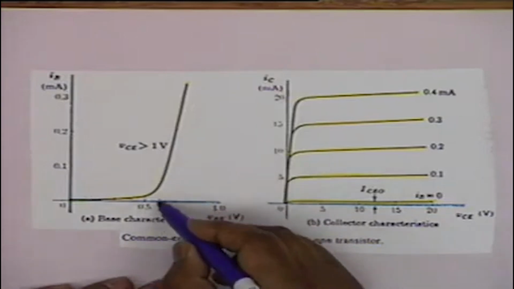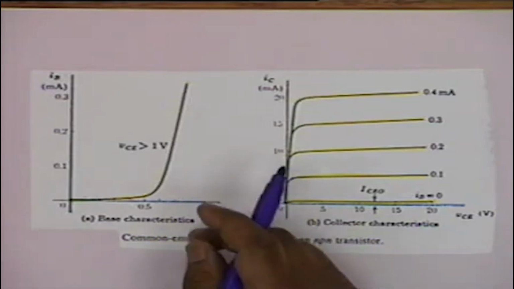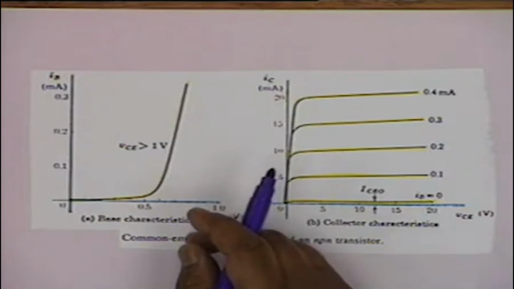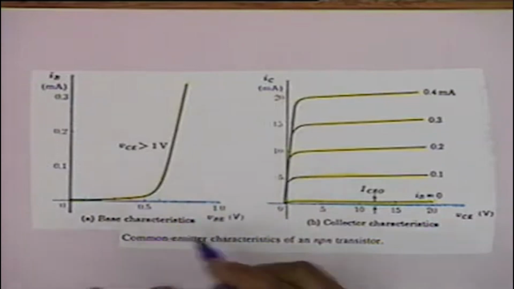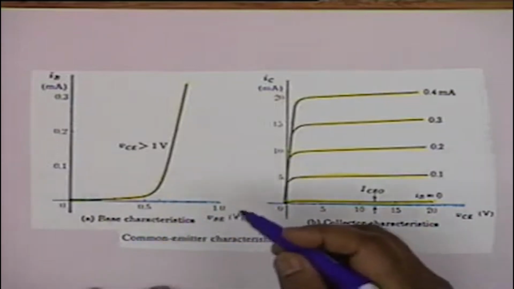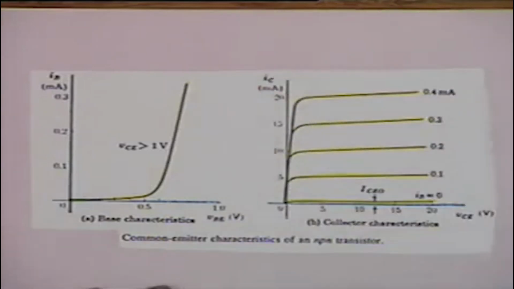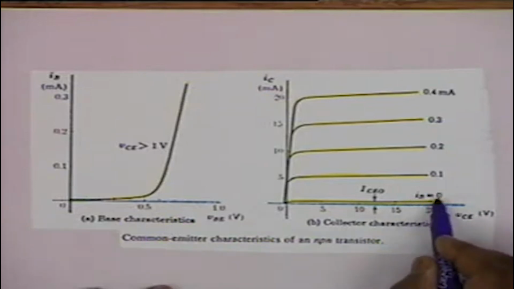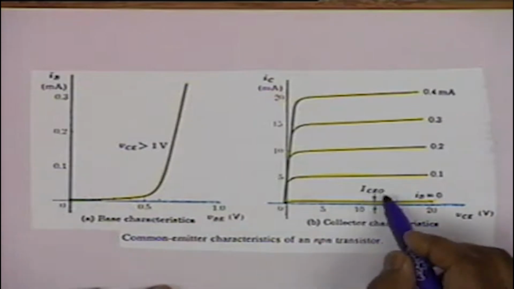This is 0.5, 0.6, 0.7, and this is why we take the input junction, the base emitter junction, as equivalent to an ideal diode in series with 0.7 volt if it is silicon. Now the output characteristic, that is the collector current I sub C versus VCE, as I said, when IB is 0, no base current, all you have is ICEO.